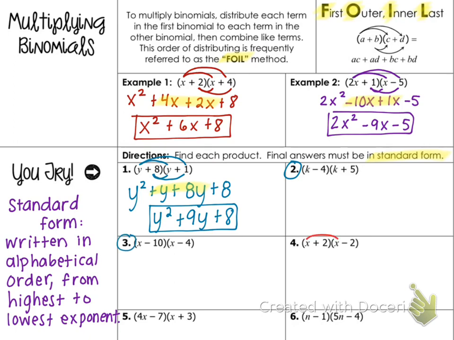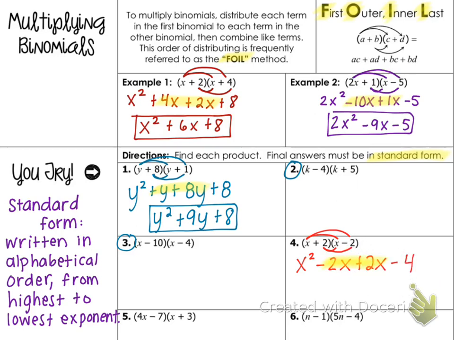Let's do 4. So x times x here is x squared. x times negative 2 is negative 2x. 2 here times x is 2x. And 2 times negative 2 is negative 4. Be careful with the sign. So this is a positive 2 times a negative 2, which is a negative 4.